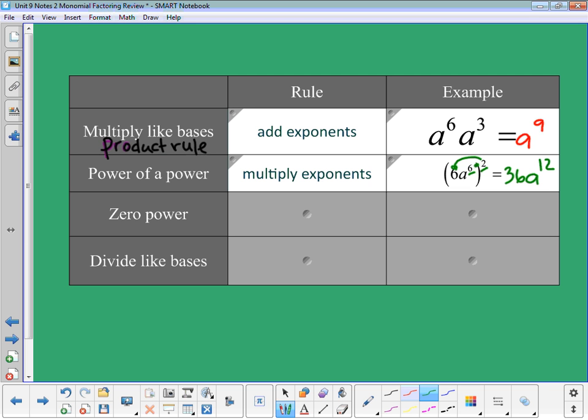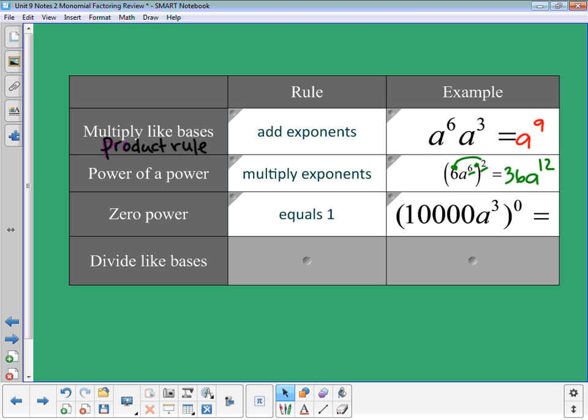For the 0 power, anything that's raised to the 0 power is equal to 1. So if I had 10,000 times a to the 3rd, all raised to the 0 power, that's simply equal to 1, because everything inside is raised to that 0 power.